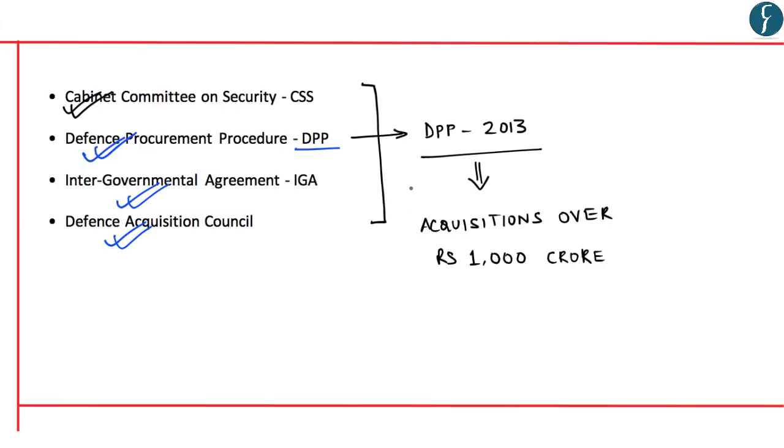Now, the Defence Procurement Procedure of 2013 mentions that any acquisition over rupees 1000 crore shall be first cleared by the Cabinet Committee on Security. So in this aspect, let's understand these different terms as highlighted in the newspaper.